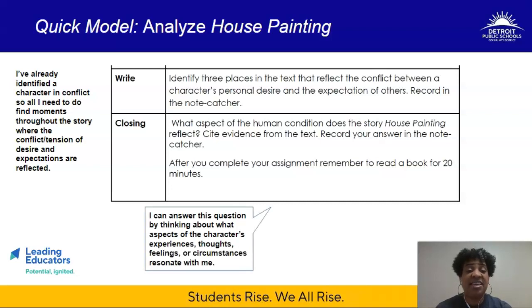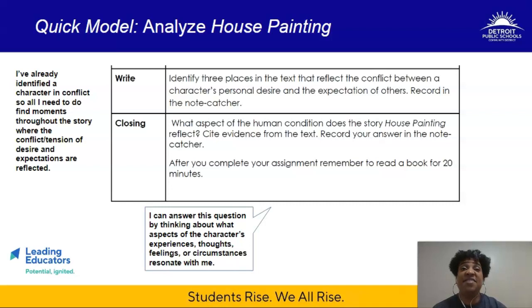So I can think about this question by thinking about what aspects of the character's experiences, thoughts, feelings, or circumstances resonate with me. What I mean by resonate is, what can I identify with? Have I ever been in a circumstance that's similar to those of the character in the story? It may not have been a dating relationship, but have I ever been in a circumstance where what I wanted was maybe different than what the expectations of people I cared about wanted for me?